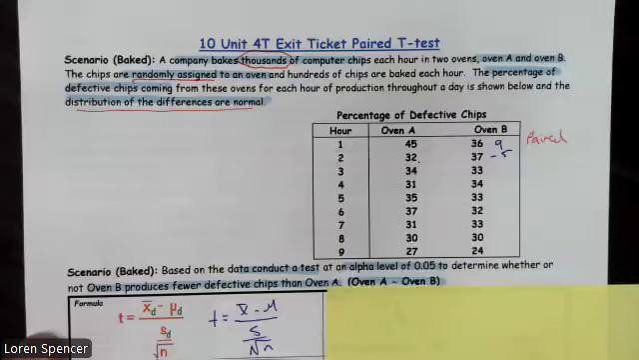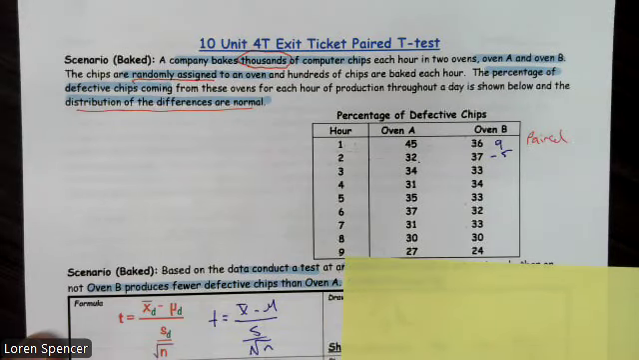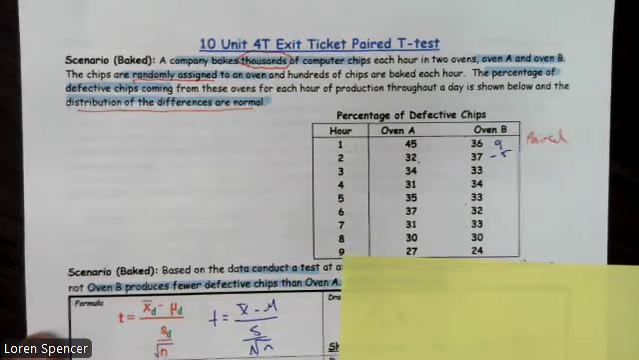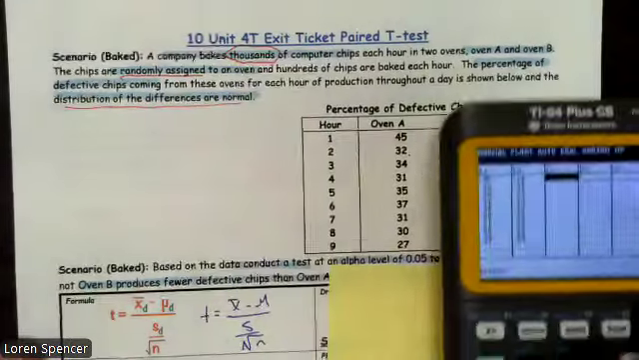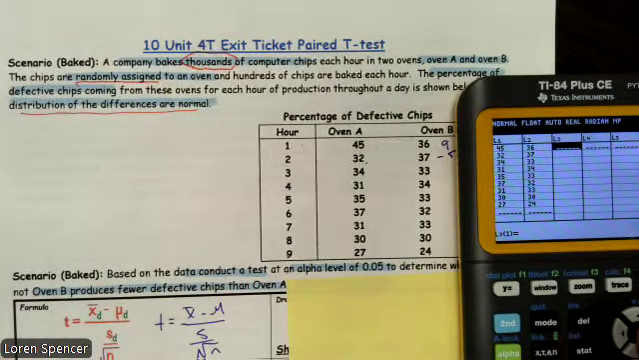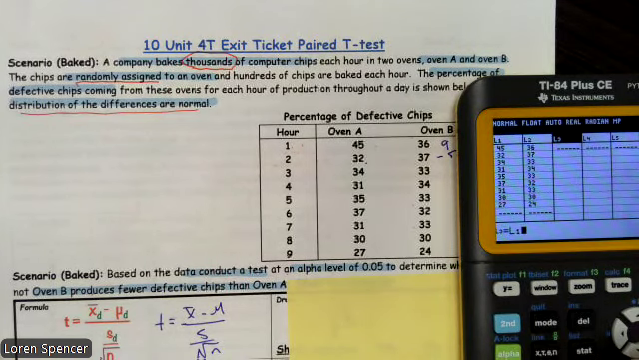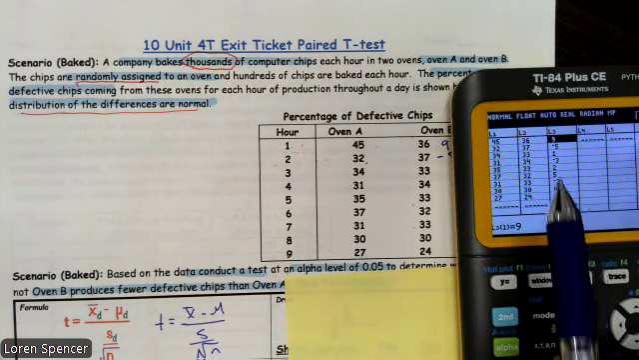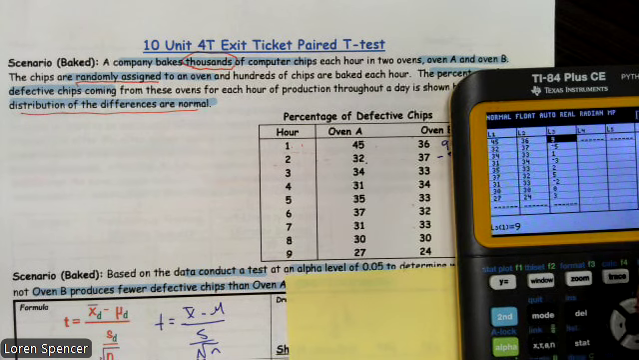So I've gone ahead and I've entered that data into the calculator. And you can see it all listed right here in L1 and L2. But what I want is the differences. So I'm going to go to the top of L3 and I'm going to go blue 1 minus blue 2. And there's my 9, negative 5, all the way down.